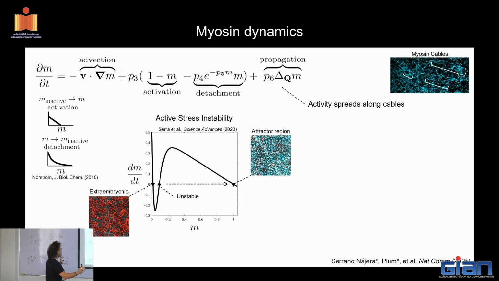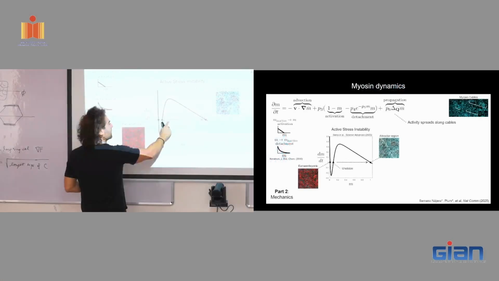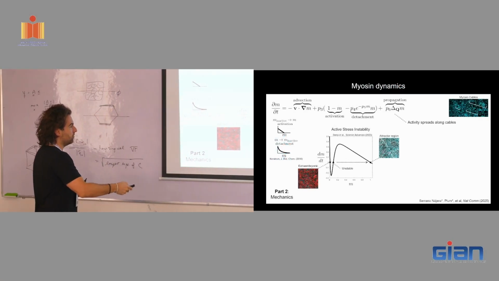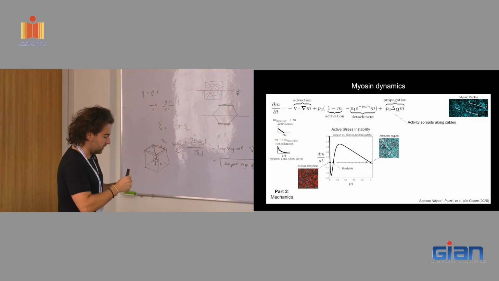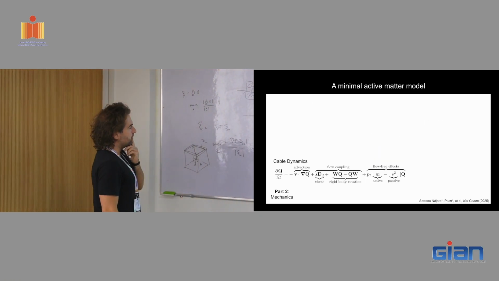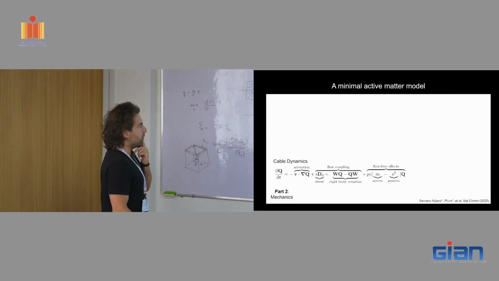So depending on where you are, you can either stay passive, with very little activity. But if you overcome a threshold, you go towards the higher value of myosin, which is actually what you observe in the attractor or the primitive streak. Okay. We need one more equation for Q.